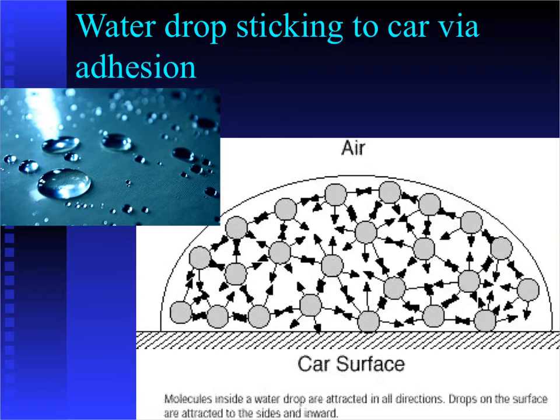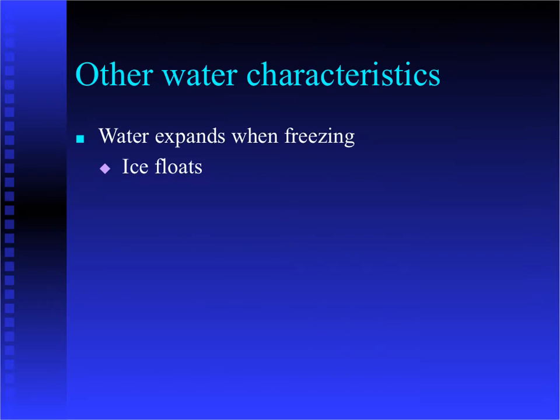So you might see adhesion, for example, if it has rained and you see a water droplet on your car. The water droplet can stick with hydrogen bonds to the surface of your car, and that allows it to form that bubble that you see when the water collects on the top of a vehicle or another surface.